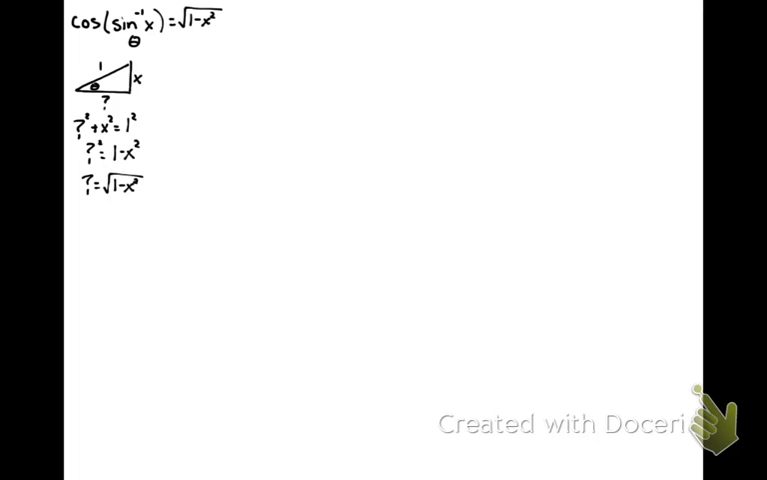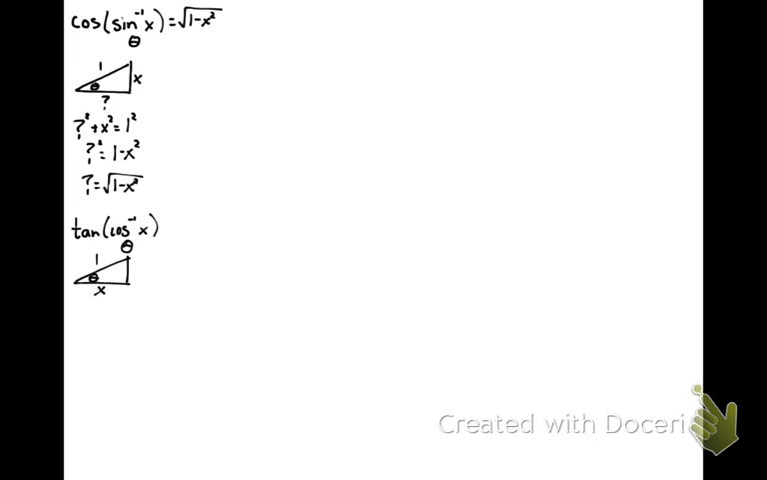Let's try another problem like this. We'd like to evaluate what is the tangent of the inverse cosine of x. Well, again, the inverse cosine of x is just some angle, and what I know about that angle is that its cosine is x, which means that its adjacent must be x, and its hypotenuse must be 1.